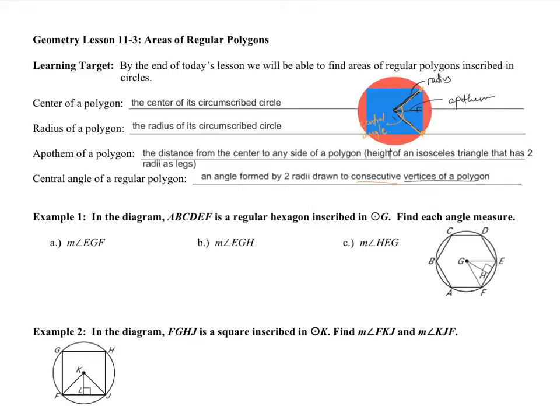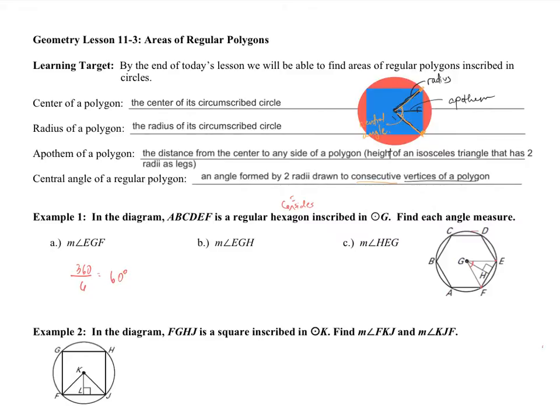Okay, example 1. In the diagram, ABCDEF is a regular hexagon with 6 equal sides, inscribed in circle G. Find each angle measure. Well, this is really simple. So for measure angle EGF, I know the entire circle is 360 degrees. I can simply do 360 divided by 6 because there's 6 sides. So I can find this angle measure, which is 60 degrees.